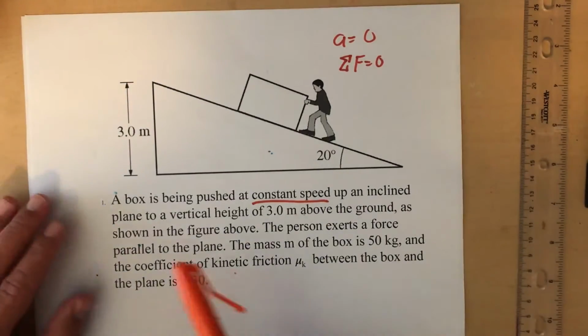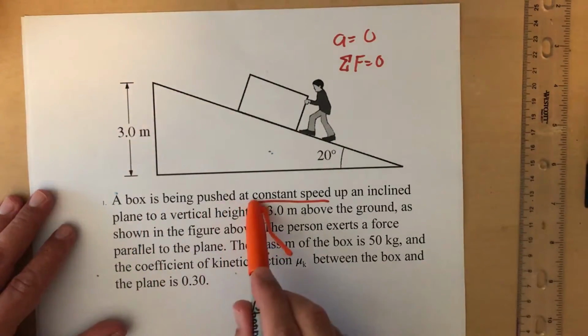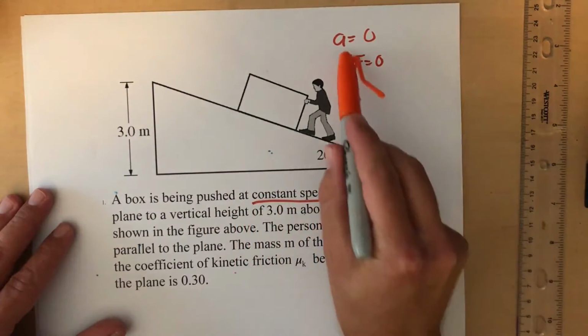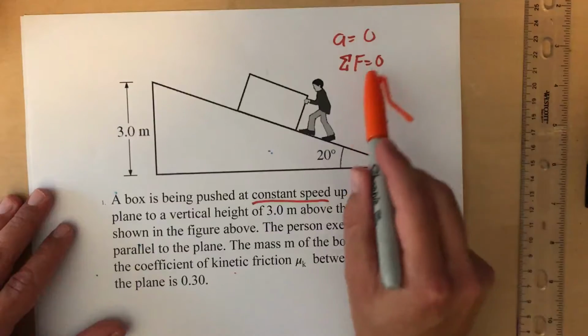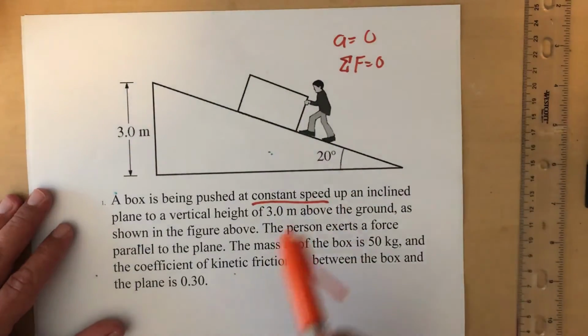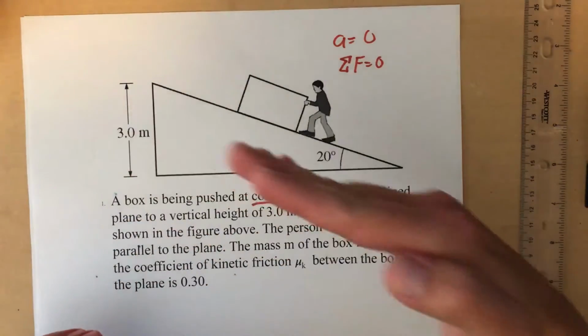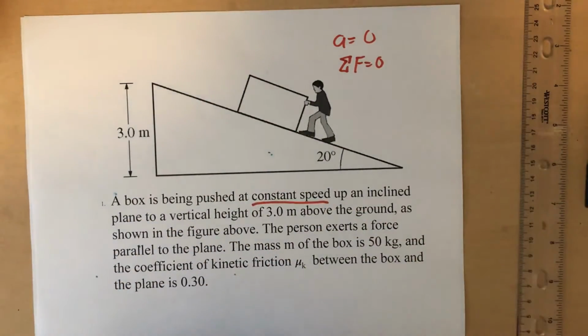Hey guys, so here we have a box being pushed at a constant speed, and I went ahead and underlined this because this is very important. A constant speed means the acceleration is zero, and that means that the net force is equal to zero, in both the y, or the perpendicular if you want to call it that, and the x, or the parallel if you want to call it that, directions.